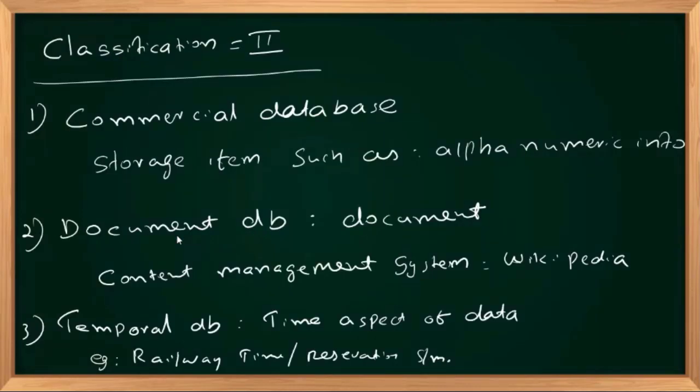First one is commercial. Commercial means alphanumeric or business purpose data is to be stored in commercial database. Second one is document, means content management system. Wikipedia is an example of a document database management system. Third one is temporal database. Temporal database means the importance of data varies from time to time. Such a type of data stored is known as temporal database management system.